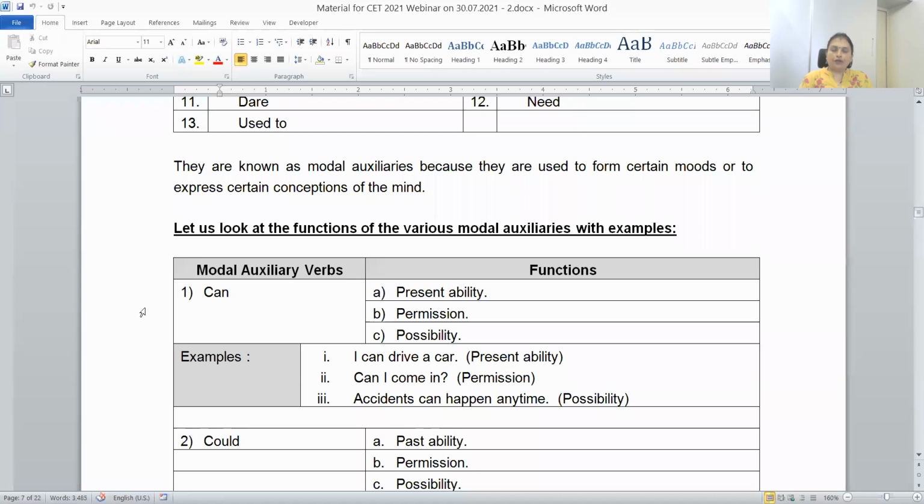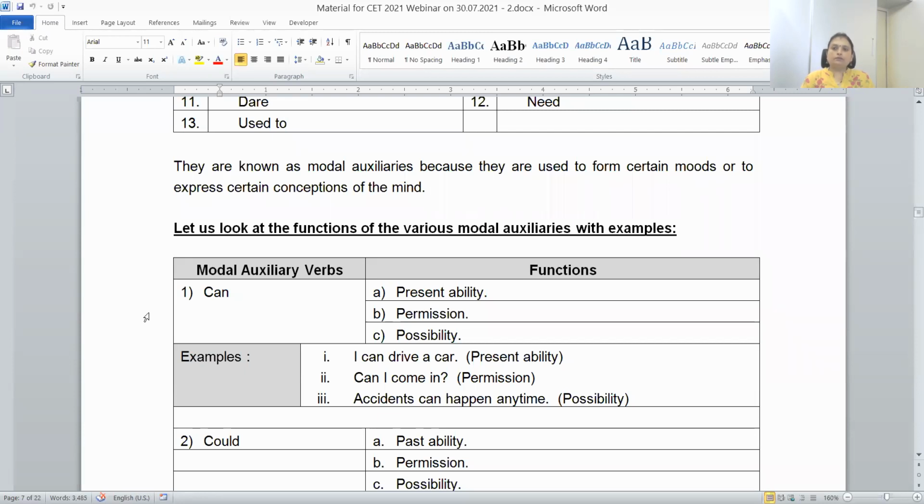So children, let's do the first one. The first one in our list was children, can. A very, very commonly asked modal auxiliary in all exams. Okay. So children, can has three functions, mainly three functions. Can, children, present ability, because can is used in the present tense, you know that. So it shows present ability.